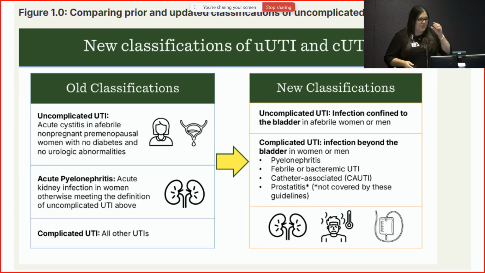So the new classifications, this is straight from the guidelines, took the old uncomplicated UTI that could only be applied to women, non-pregnant, and then a pyelonephritis was its own separate, and then complicated UTI was just everything else. It was reclassified to uncomplicated UTI. It's talking more about the location. It's just a UTI confined to the bladder in afebrile women or men. Once you extend beyond the bladder, it becomes complicated, and those with indwelling catheters would be considered complicated.